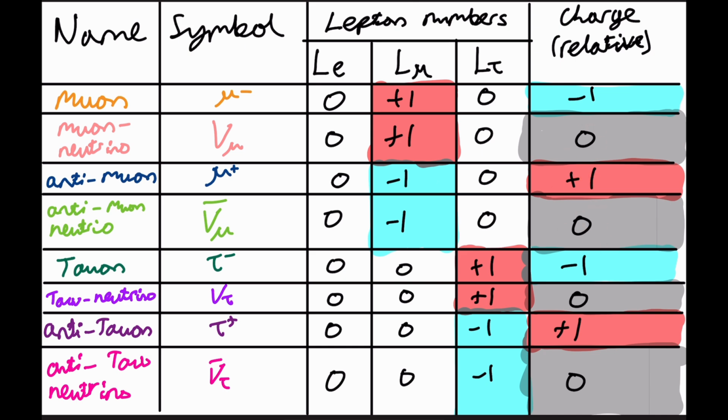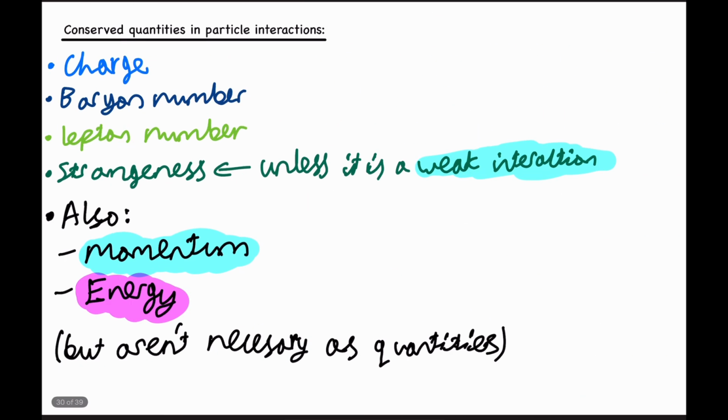And now for the tauon, it has its own lepton number over here, and a tauon has a lepton number of +1. The tau neutrino has +1 as well, and the anti-tau and the anti-tau neutrino have -1 lepton numbers for the tauon. And the tauon has a charge of -1, and the anti-tauon has a charge of +1, while again the neutrinos have a 0 charge. So now let's look at all the conserved quantities in particle interactions.